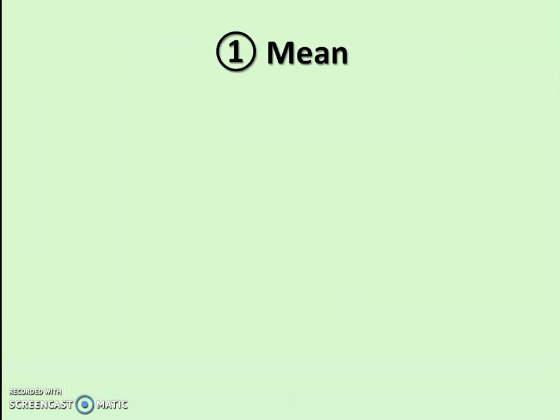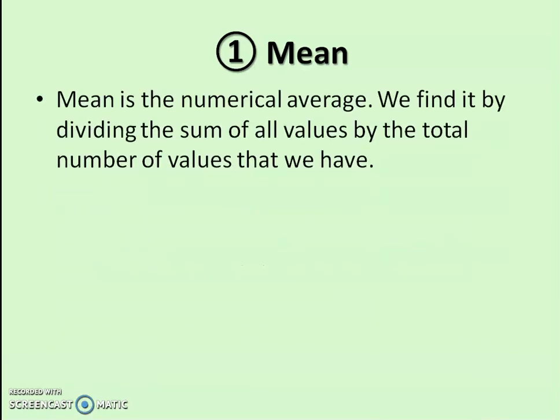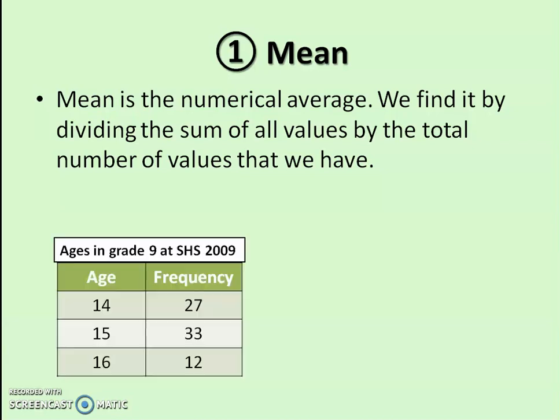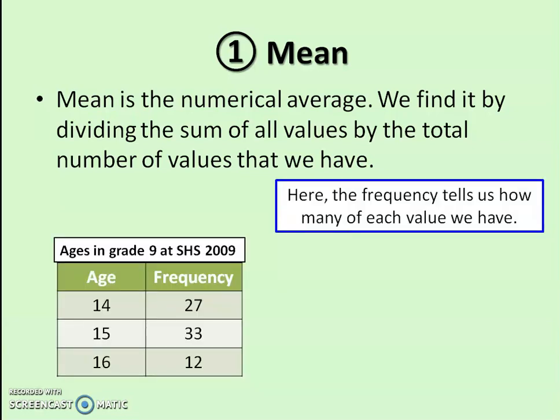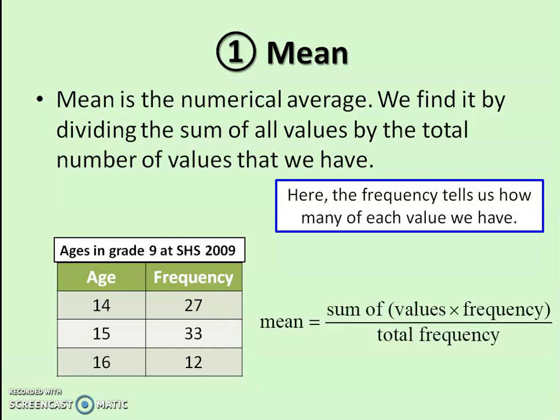So how do you find the measures of central tendency in these cases? Well, for the mean, remember that the mean is adding up all of the values and dividing by how many you have. So here, I know that I have 27 14-year-olds. I have 33 15-year-olds, and I have 12 16-year-olds. So rather than add up 14 plus 14 plus 14 plus 14 plus 14 plus 14 27 times, there's a quicker way that I can do that.